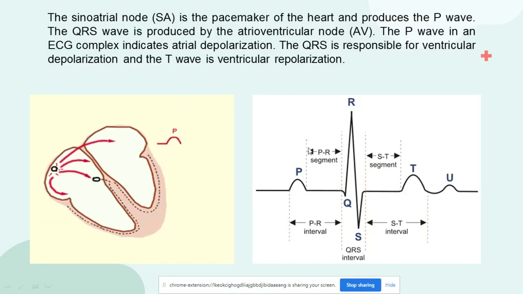So this is the PQRST wave explanation. The sinoatrial node is the pacemaker of the heart and produces the P wave, and the QRS wave is produced by the atrioventricular node. As I already mentioned, the P wave in the ECG complex indicates atrial depolarization. I already showed you that image of the heart pumping. The heart pumping is nothing but polarization and then depolarization. So P indicates atrial depolarization, QRS is responsible for ventricular depolarization, and the T wave is ventricular repolarization. This is one cycle, and continuous cycles will be recorded in the ECG recording system.